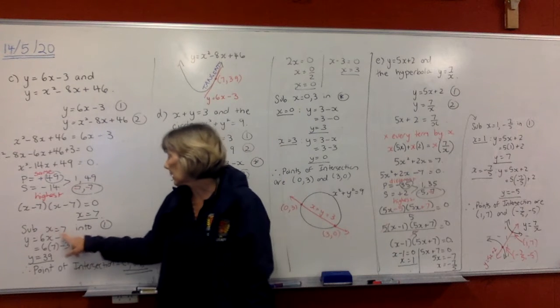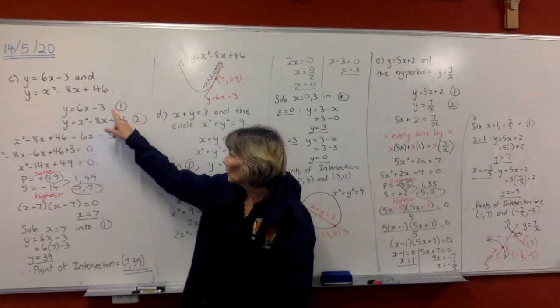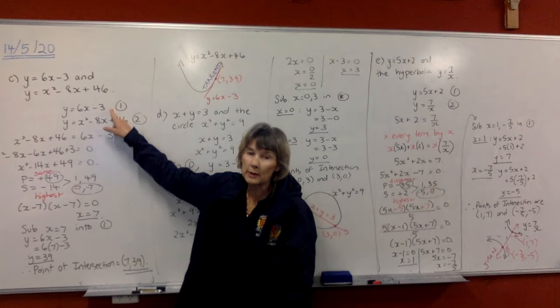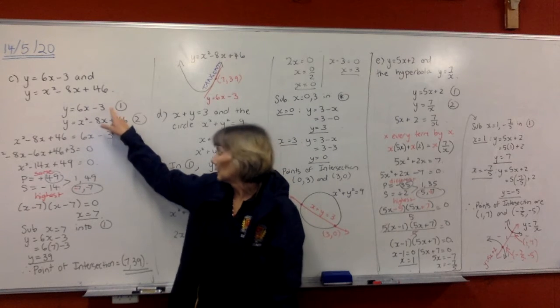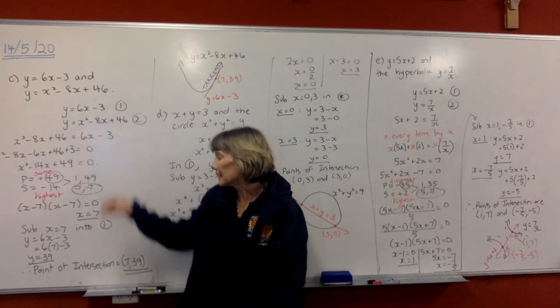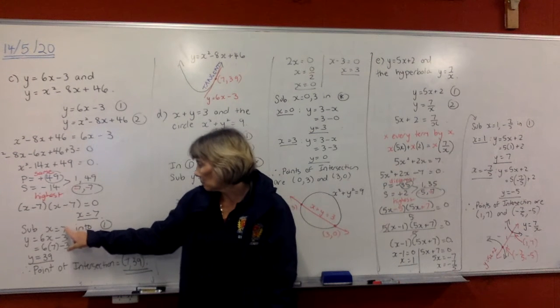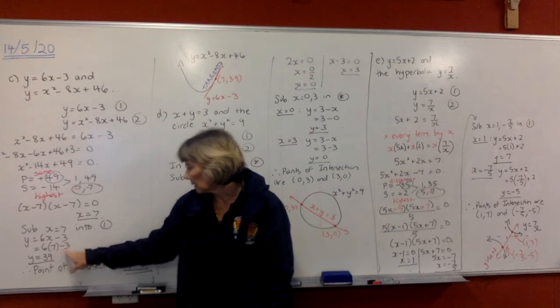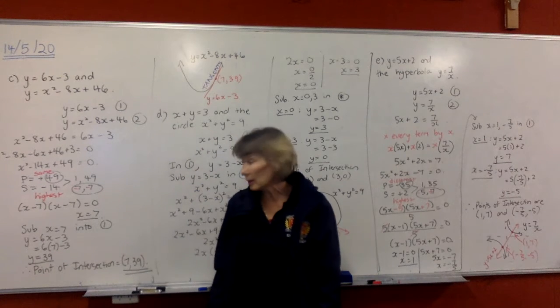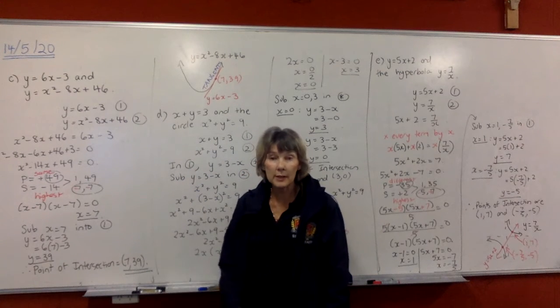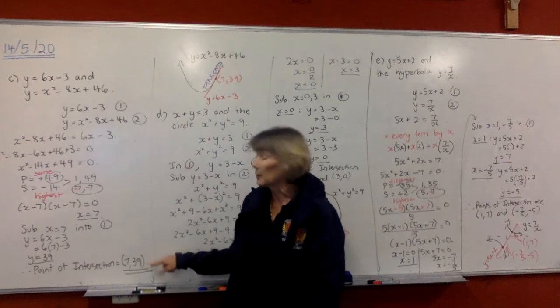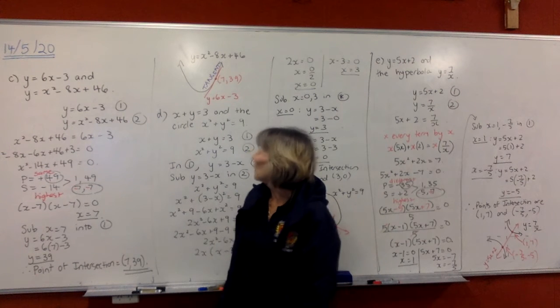So we're going to sub the x equals 7 into that equation, because equation 1 is a lot easier than number 2. You can pick either, but that one's much easier. So we're going to go into y equals 6x minus 3. Put your 7 in for x. Work it out and you have y equals 39. So our point of intersection, only one point of intersection this time, is 7 and 39.